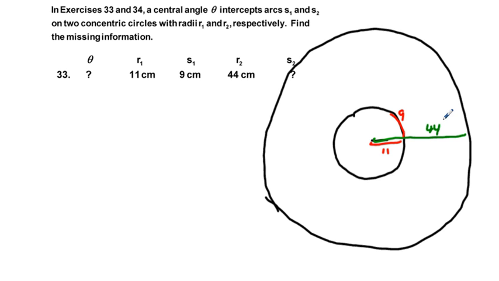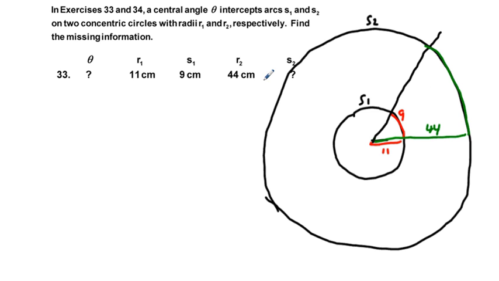Then we have a central angle that I'm now sketching in black, which intercepts arcs S1 and S2. So here's S1, and up here is S sub 2. This arc is going to be way up here. We're trying to find our S sub 2, which is this one right here.